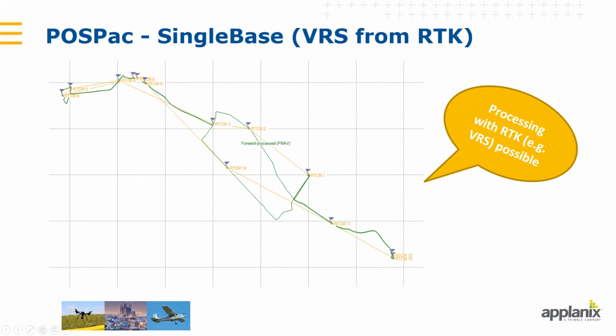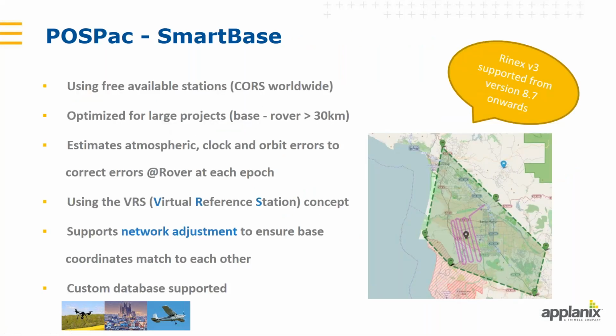Next, please. So the next processing mode is the smart base method or approach. The smart base mode uses multiple base stations, and this is especially suitable for larger mission areas where the base rover separation is larger than 30 kilometers.